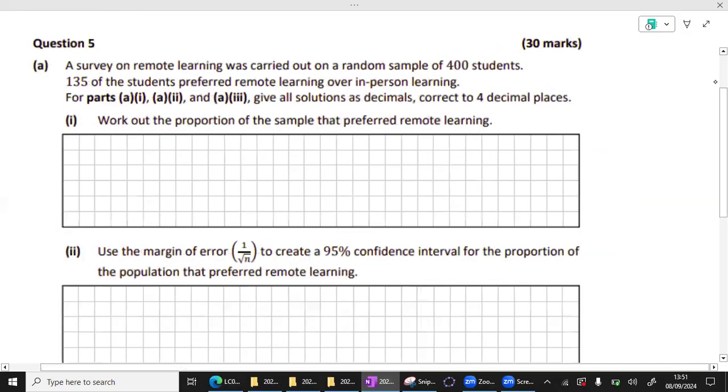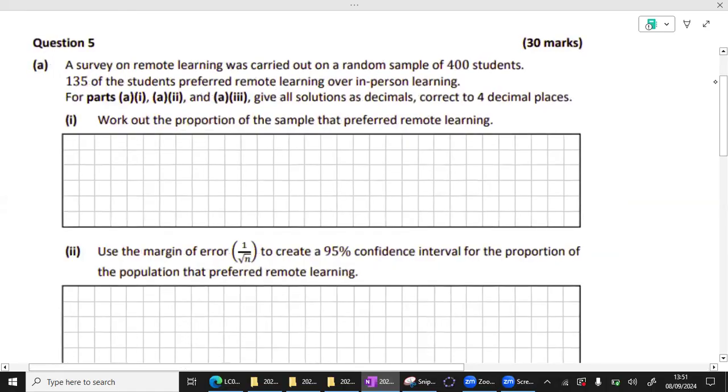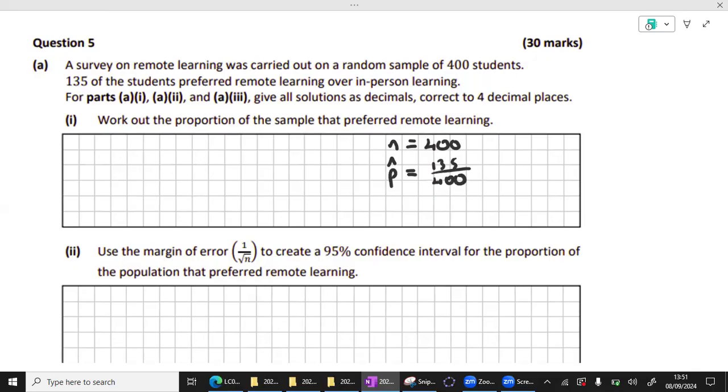So a survey on remote learning was carried out in a random sample of 400 students. So straight away, I know I'm talking about a sample, so N is 400. 135 of the students, now we're talking quantity here, we're talking what proportion of the students. So immediately I'm thinking P hat. So 135 out of the 400 said they preferred the remote learning than learning in person.